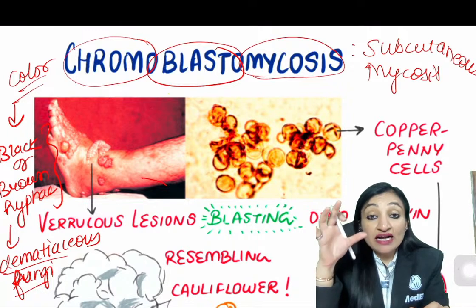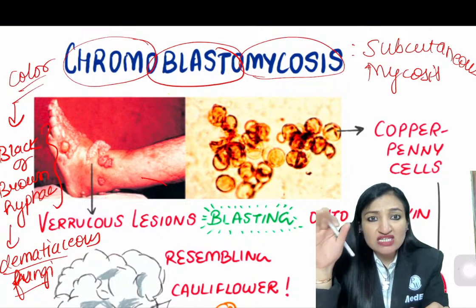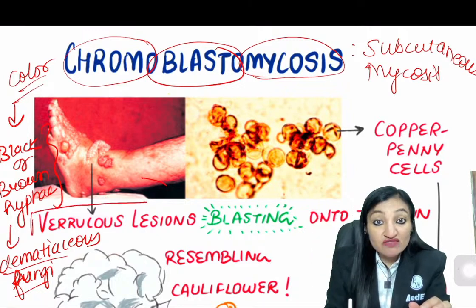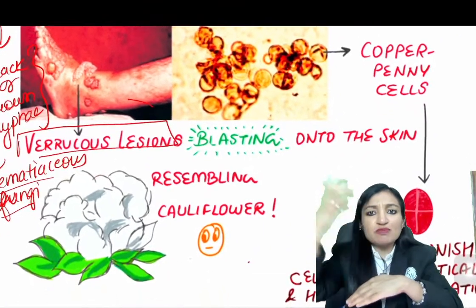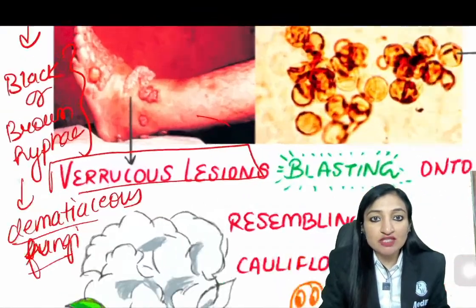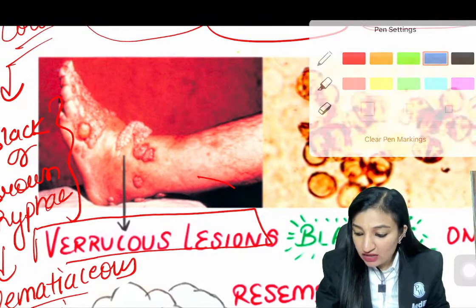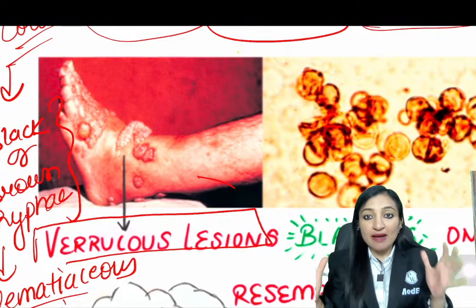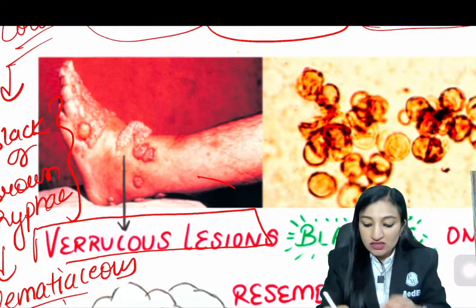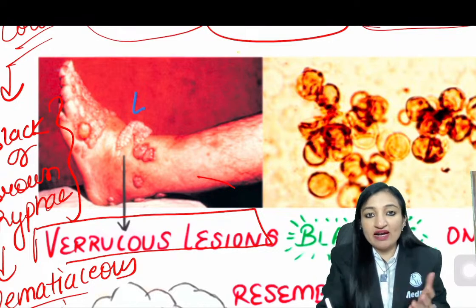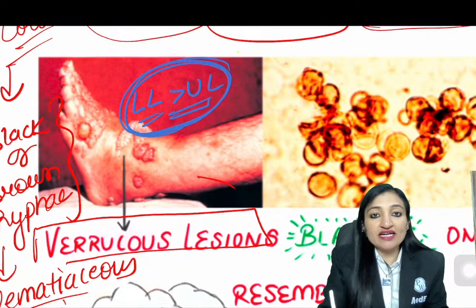There are different kinds of morphologies of the skin lesions seen in chromoblastomycosis, and the most common morphology is the verrucous lesion. Verrucous means having a rough or uneven surface. So verrucous lesions blasting onto the skin, as you can see in this picture of the lower limb. Remember, these fungi are not commensal fungi. They are present in the environment as saprophytes, and the mode of infection is traumatic inoculation. When trauma occurs, it more commonly affects the lower limbs than the upper limbs.